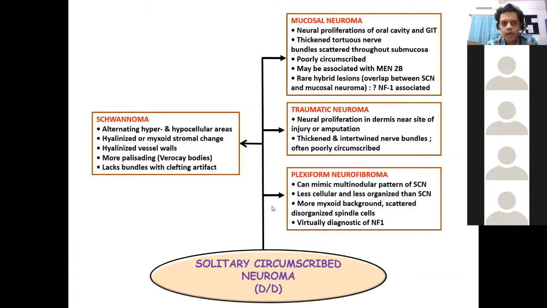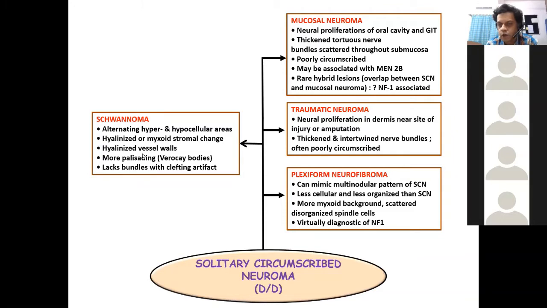So that's it. This one doesn't have too many differentials. Obviously, as you have seen, it's a very well circumscribed thing. At most, you can have a problem with a schwannoma. Schwannomas usually have a more proper capsule, and they usually have more appreciable Verocay body formation. For the juniors who are just starting out, Verocay body and the Antoni A and B will be coming on shortly. So this I'm just including for the sake of our DD.